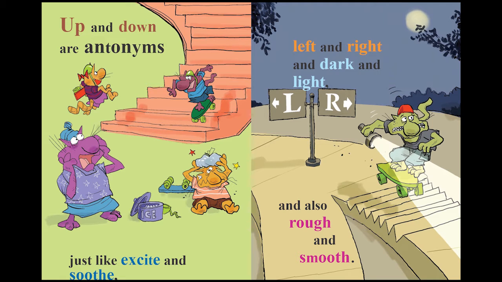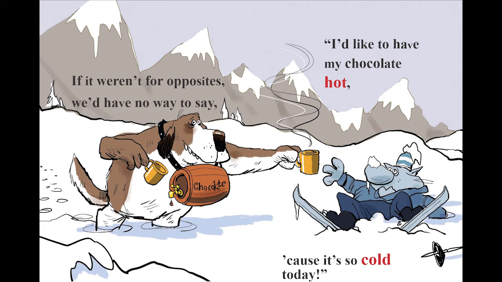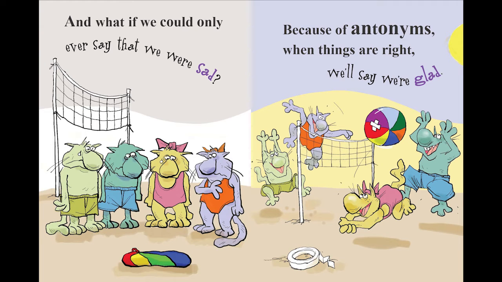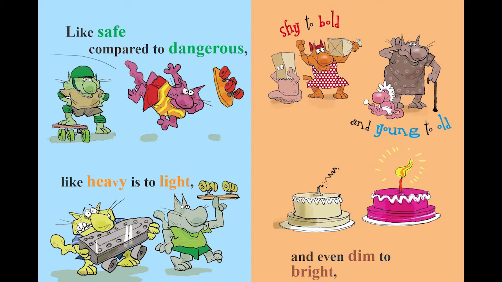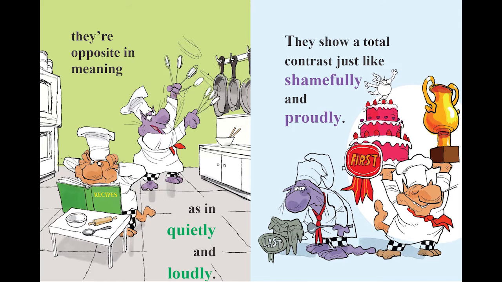Up and down are antonyms, just like excited and soothed, left and right, and dark and light, and also rough and smooth. I'd like to have my chocolate hot, 'cause it's so cold today. And what if we could only ever say that we were sad? Because of antonyms, when things are right, we'll say we're glad. Like safe compared to dangerous, like heavy is to light, shy to bold, and young to old, and even dim to bright. They're opposites in meaning, as in quietly and loudly. They show a total contrast, just like shamefully and proudly.